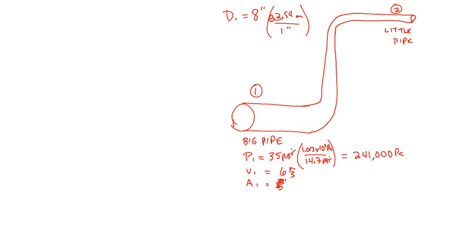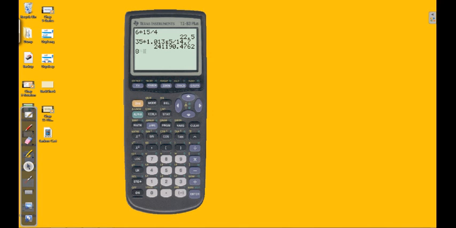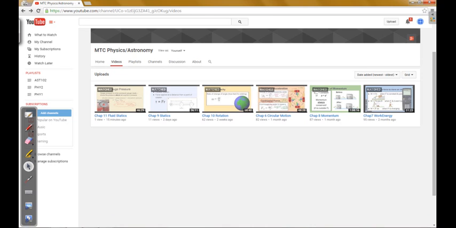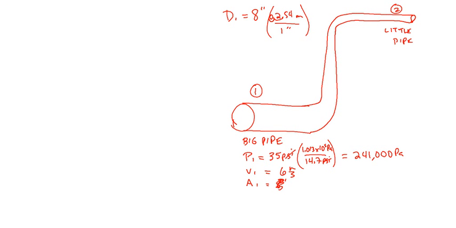And calculator's right here. 8 times 0.0254 would be 0.2. So let's go with a diameter of 0.2 there. This one equals 0.2 meters. Okay, I need to calculate the cross-sectional area there. So remember, the area is pi r squared or pi diameter squared divided by 4. Either way you want to do that.